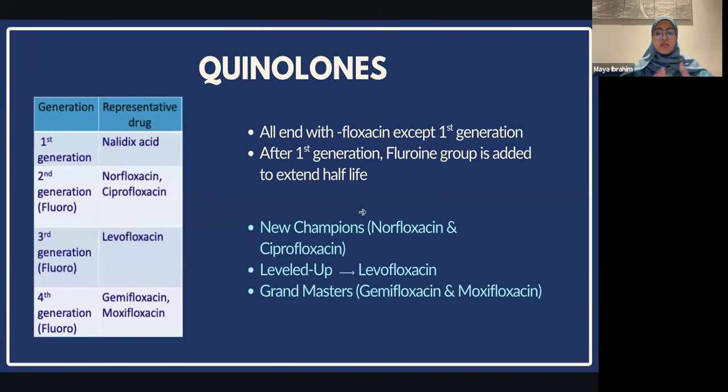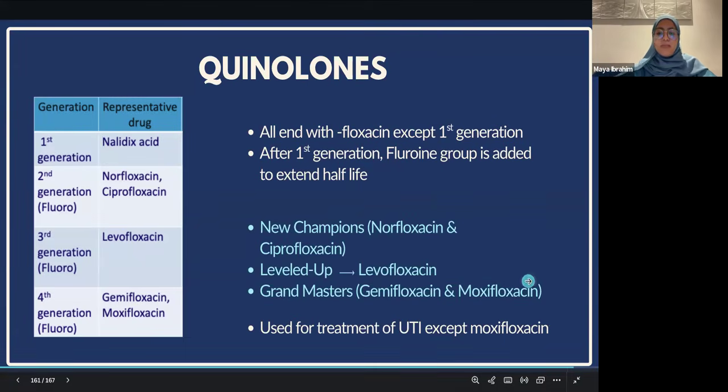Now, how I remember them: first generation, nalidixic acid, khalas. Second generation, new champions: "new" for norfloxacin, "champions" for ciprofloxacin. Then you level up for levofloxacin, and then finally the grand masters, so gemifloxacin and moxifloxacin. And they're used for the treatment of urinary tract infections, except for moxifloxacin.